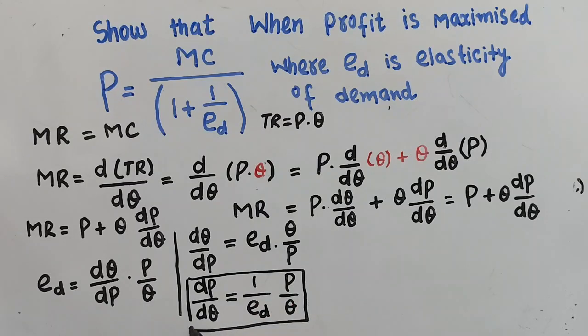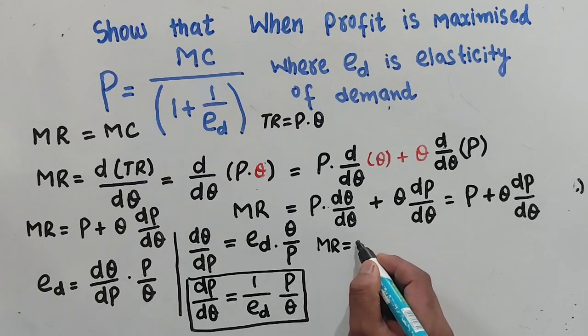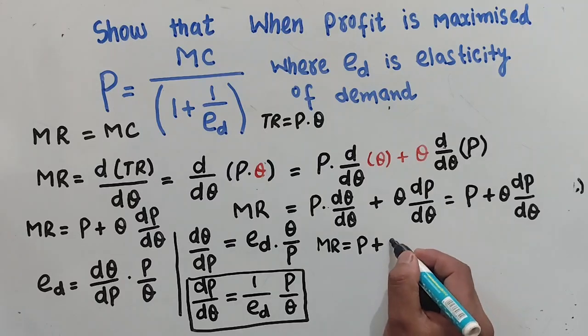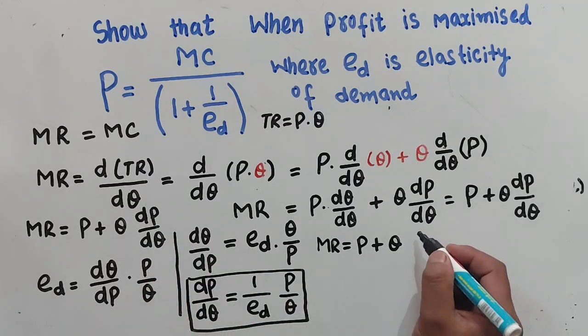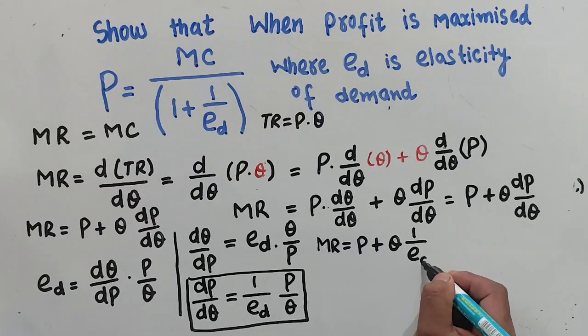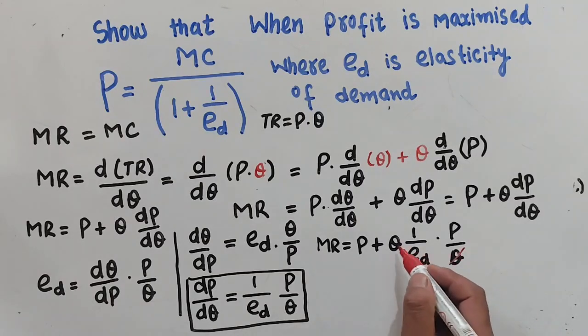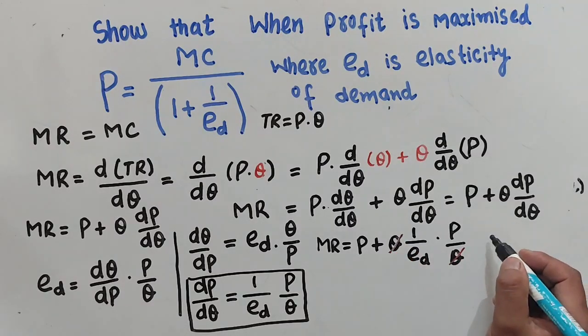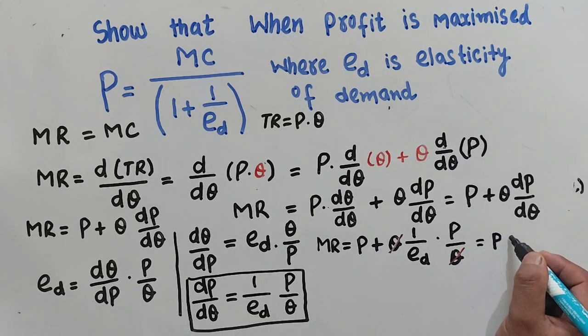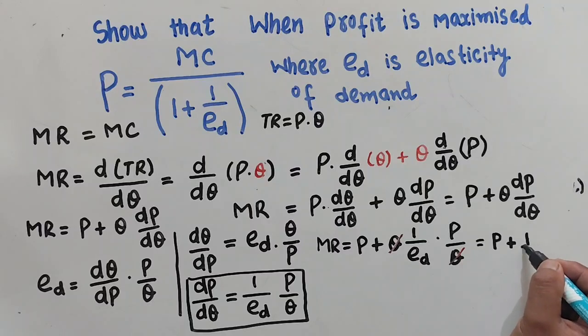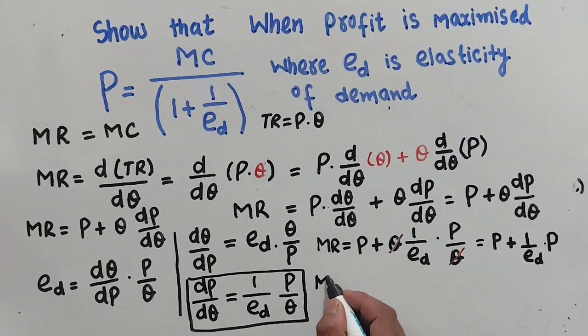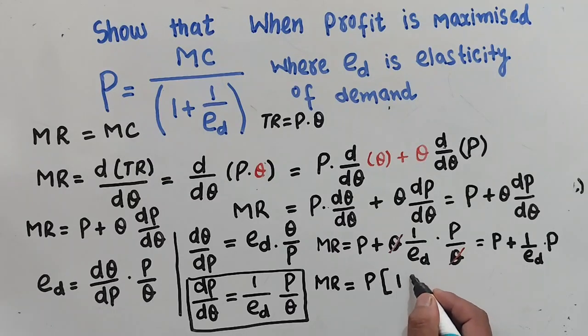Now using this result, since we got marginal revenue is this very thing, we can say marginal revenue is equal to P plus Q, in place of dp upon dq we have 1 divided by elasticity of demand into P upon Q. Here Q and Q get cancelled, we are left with P plus 1 upon elasticity of demand times P. That gives us marginal revenue equal to, taking P common, P into 1 plus 1 upon E.